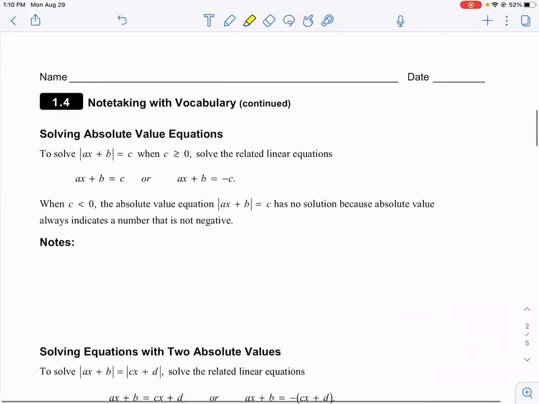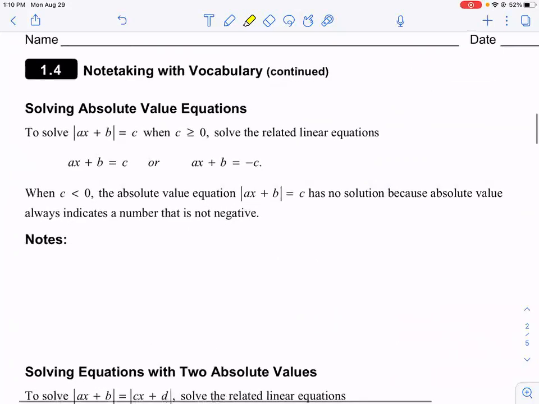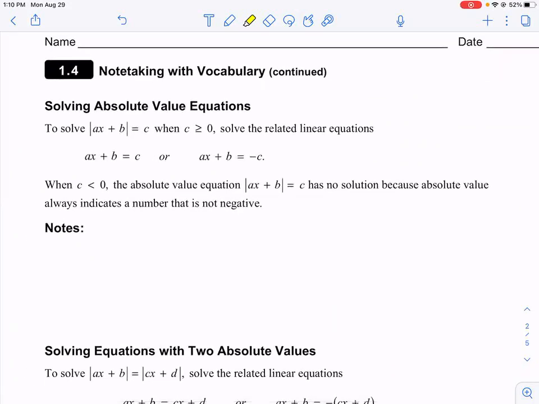All right, turn the page. Okay, hustle. All right.